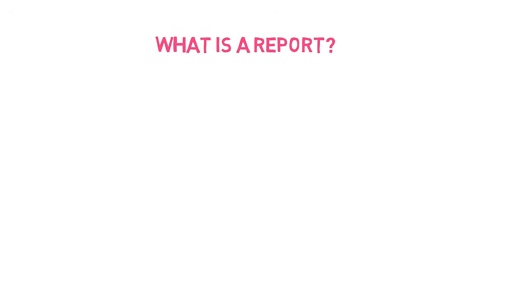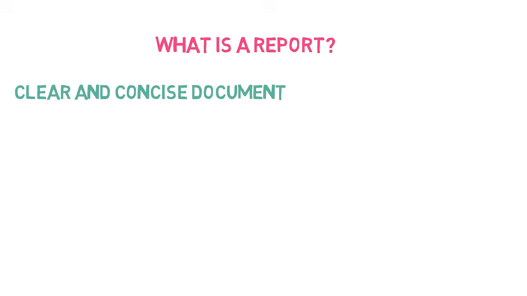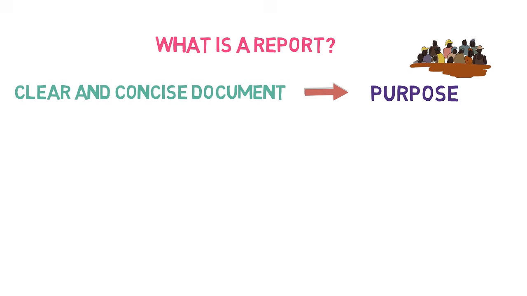What is a report? A report is a clear and concise document which is written for a particular purpose and audience. Please note the three important parts of the definition here. Clear means it should possess clarity of expression and must not deviate from the objective. Concise means it should be of shorter length. Generally, it is of 200 words, but it depends on the question.